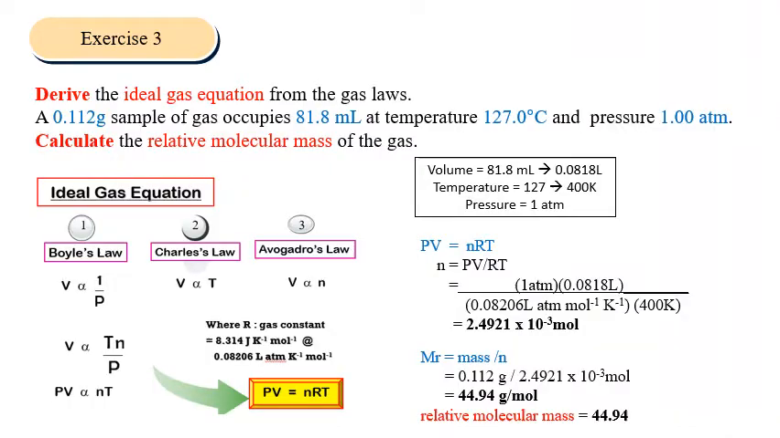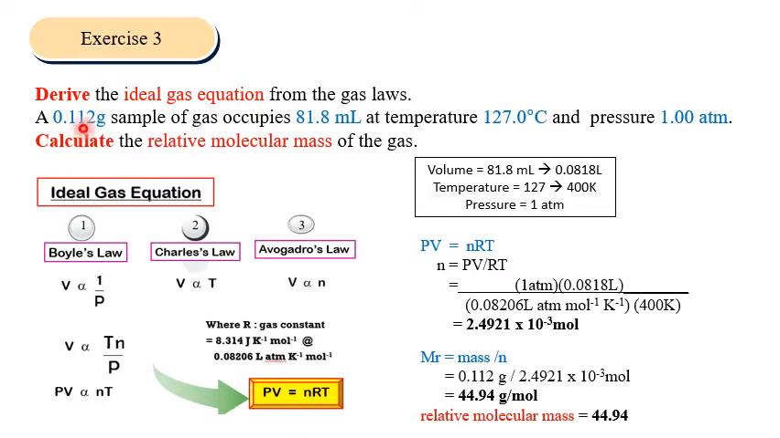Thank you. Derive the ideal gas equation from the gas laws. As we know, the ideal gas equation comes from Boyle's law, Charles' law and Avogadro's law. When we combine all of these three, we get V is directly proportional to temperature and number of moles and inversely proportional to P. So PV is directly proportional to nT. We apply a proportionality constant, R, the gas constant, and then we get the ideal gas equation PV equals nRT.